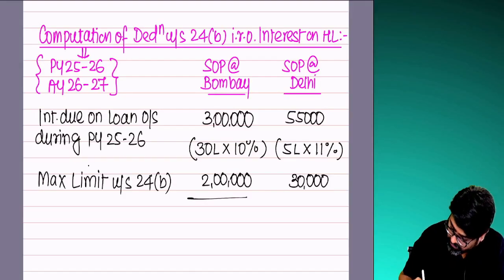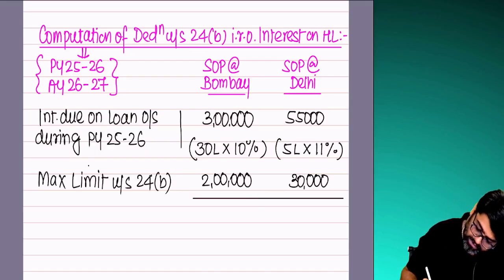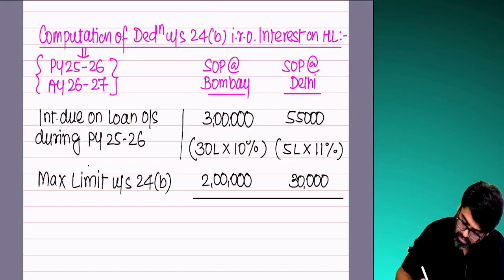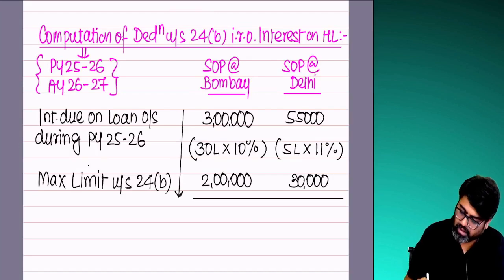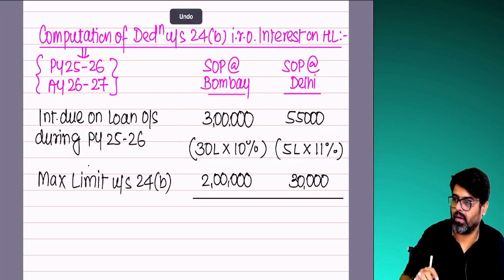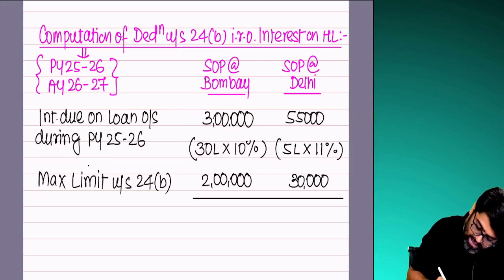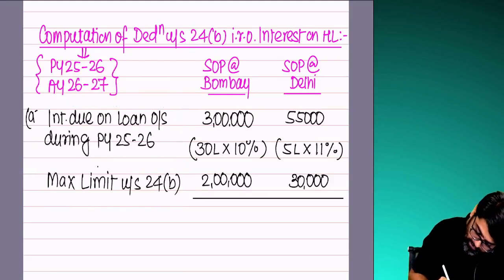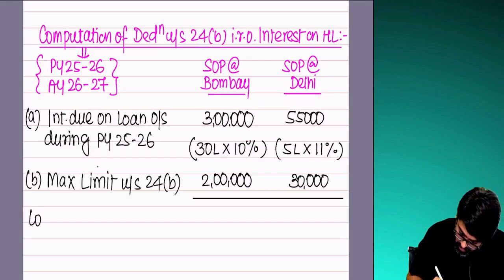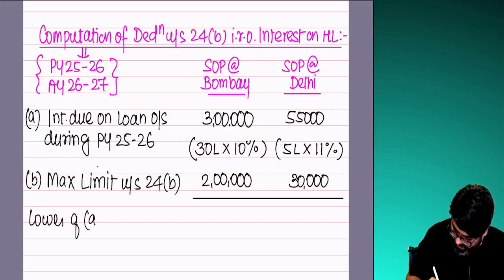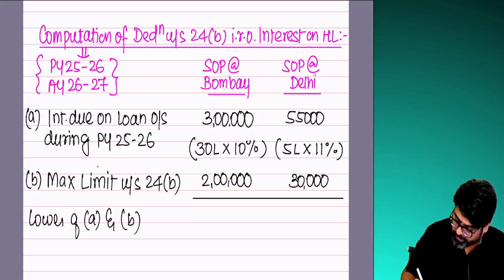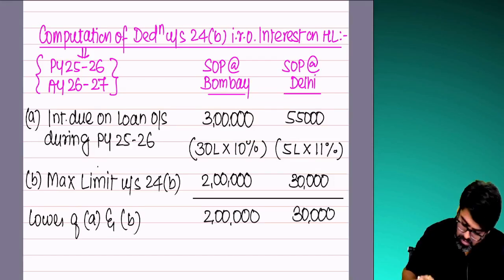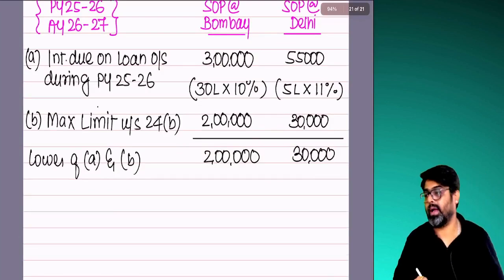Now, can I say this 2 lakh or 3 lakh? Whichever is lower will be allowed as a deduction. And 55,000 or 30,000, whichever is lower, will be allowed as a deduction. So can I say this is A and this is B? We will write down this is A and this is B. So lower of A and B, 2 lakh and 30,000.